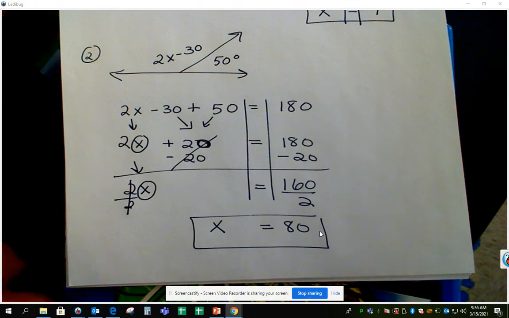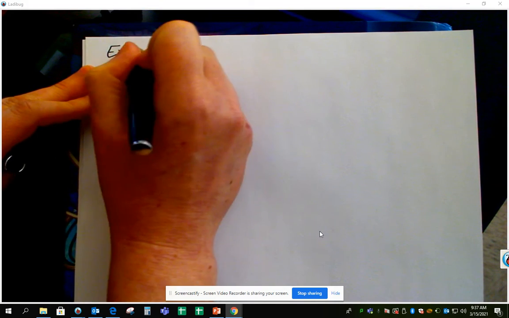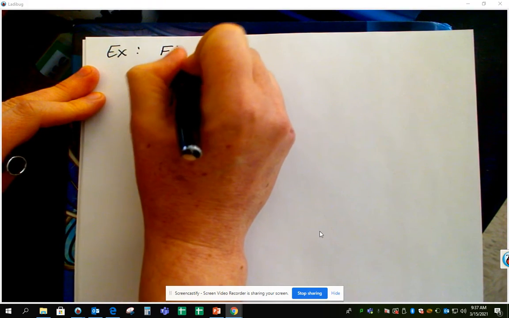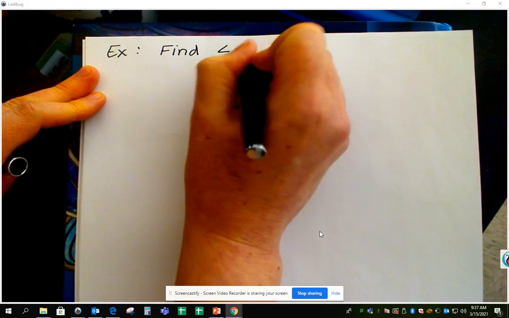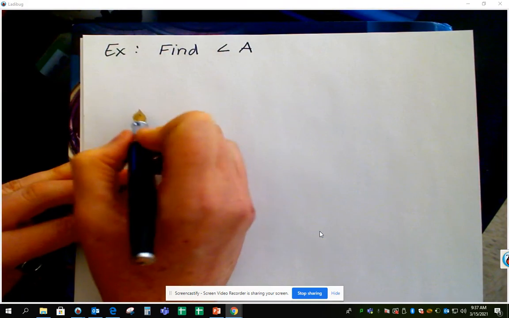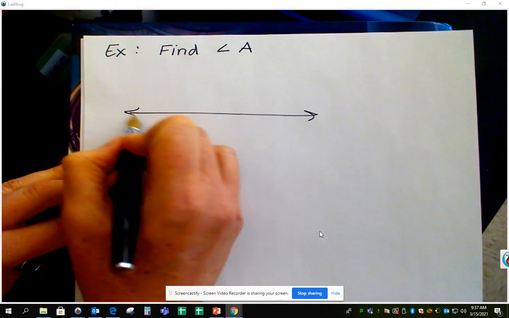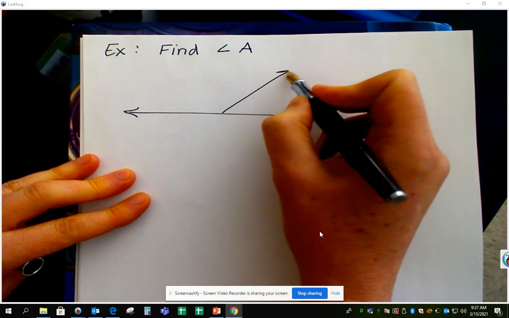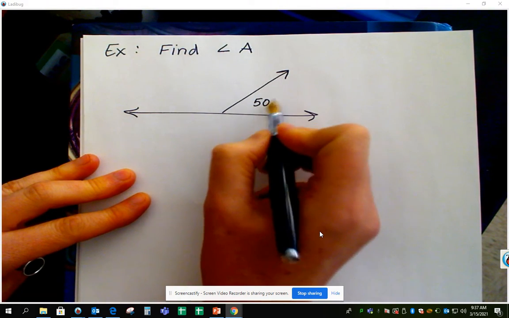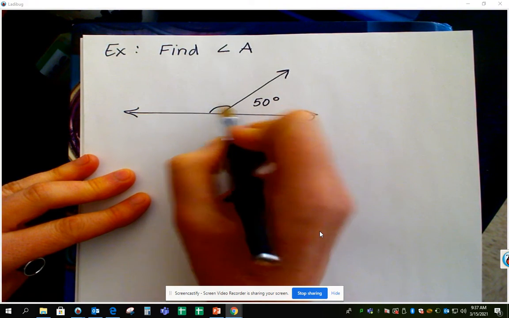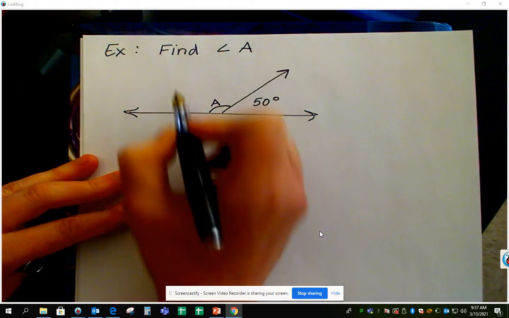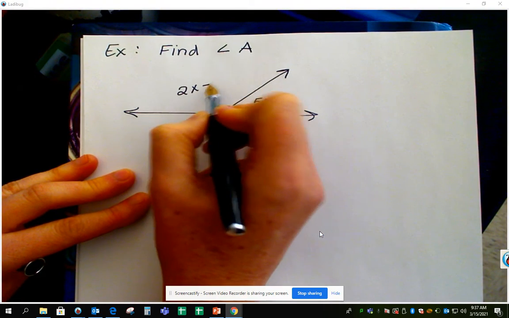All right, we're going to do one last example together. This one's a little different, so just make sure you read the directions carefully. Here, it's asking us to find angle A. And look at the scenario. We've got supplementary angles. This one's 50 degrees. This is angle A, but angle A equals 2x minus 30.